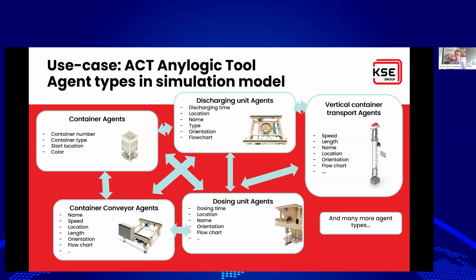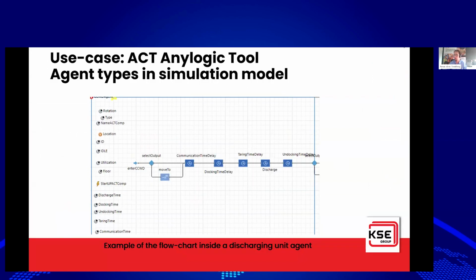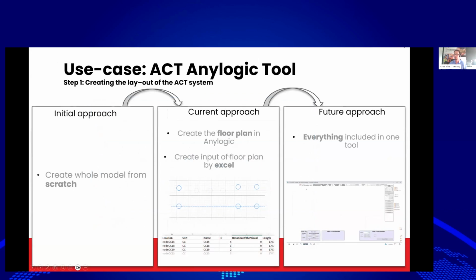And therefore, we used different approaches. I will first tell you the old approach we used, then the current approach, which already makes it easier to make a model, and the future approach, which we are currently constructing. So first of all, what does a flowchart inside an agent look like? This is, for example, a discharging agent. You can see here the parameters which will be filled in by the Excel, and here is how it flows. If we go to the next slide, I will go into the approaches.